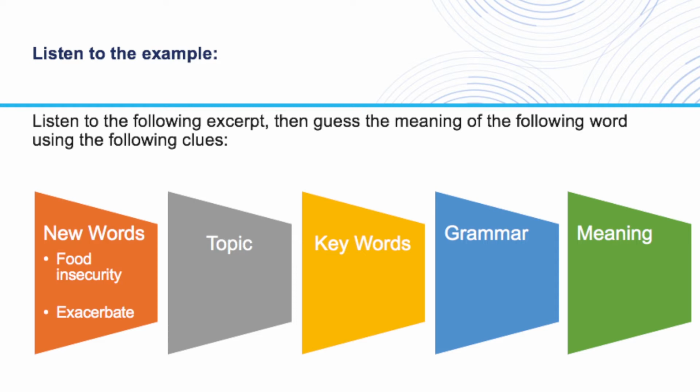There are two new words: food insecurity, exacerbate. One has the definition given. The other you can guess from grammar clues and synonyms. You should listen and think about the topic. Listen to find keywords, and be happy with the general meaning. Let's listen.